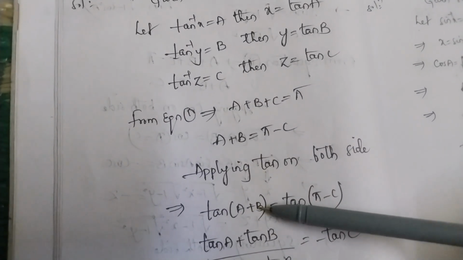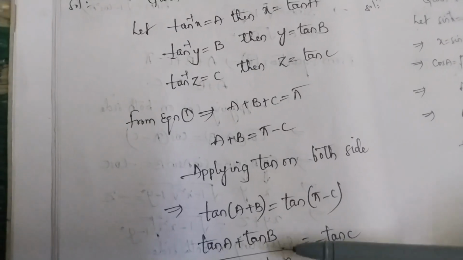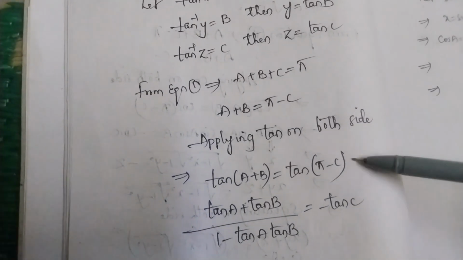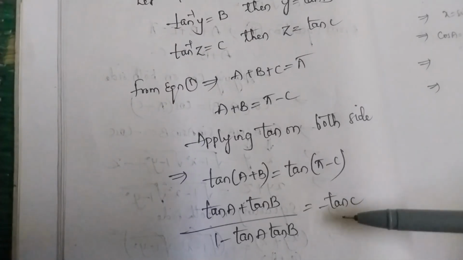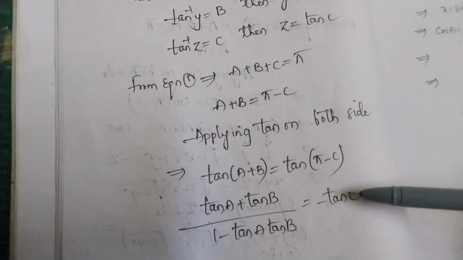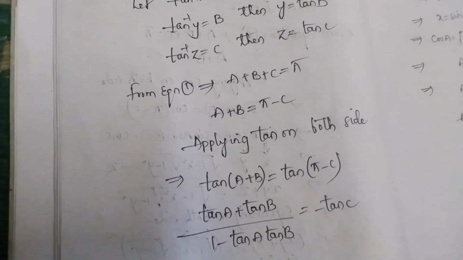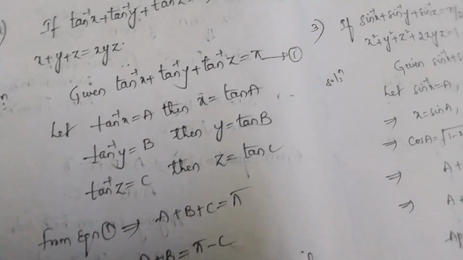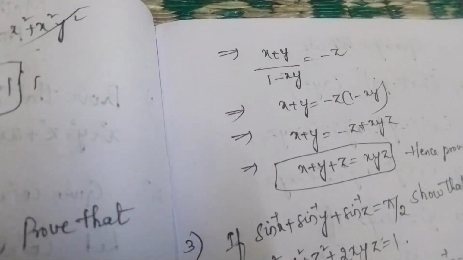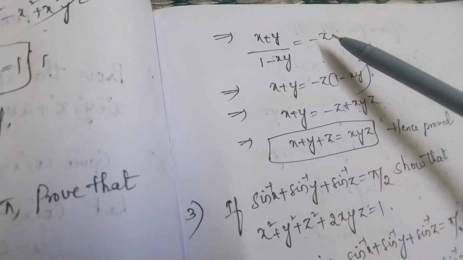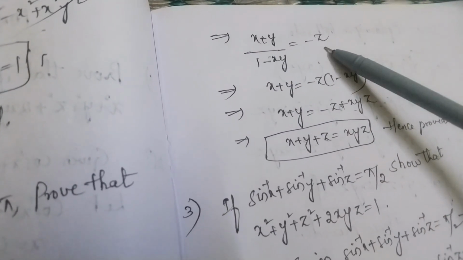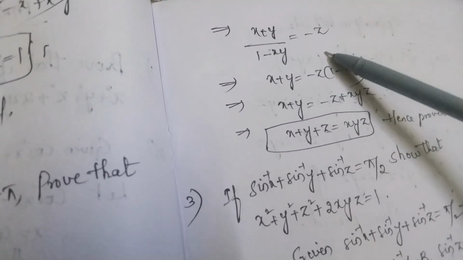Here we have to apply the tan a plus b formula, that is tan a plus tan b by 1 minus tan a tan b. Tan of 180 minus c comes in the second quadrant, so the tan function is negative, therefore it will be minus tan c. Now replace tan a and tan b with their values, that is tan a is x, tan b is y. So it is x plus y by 1 minus xy is equal to minus tan c, which is z, so minus z.